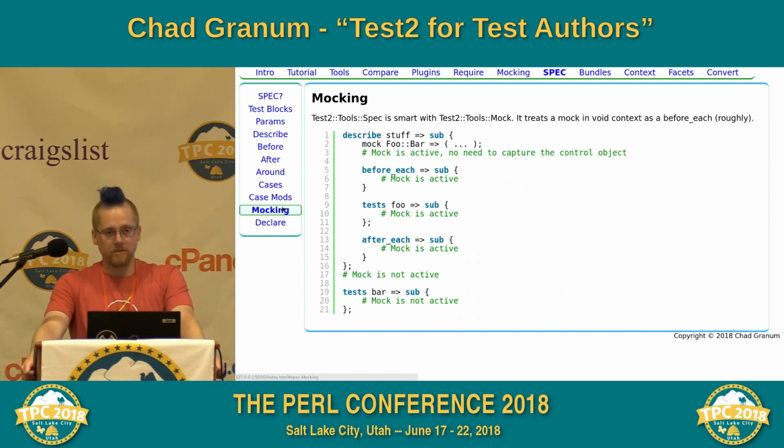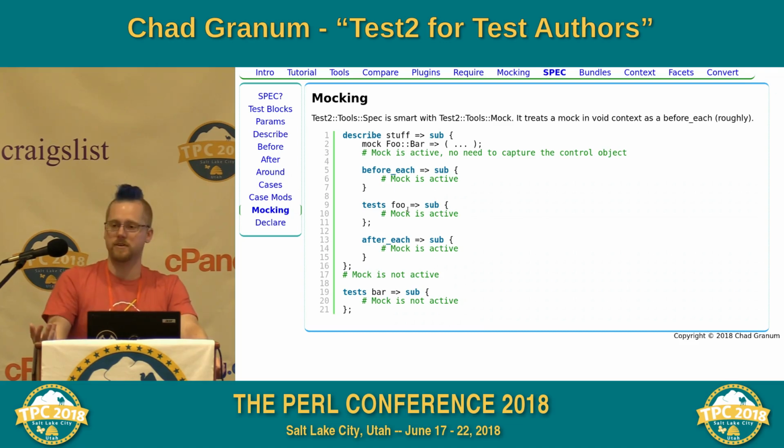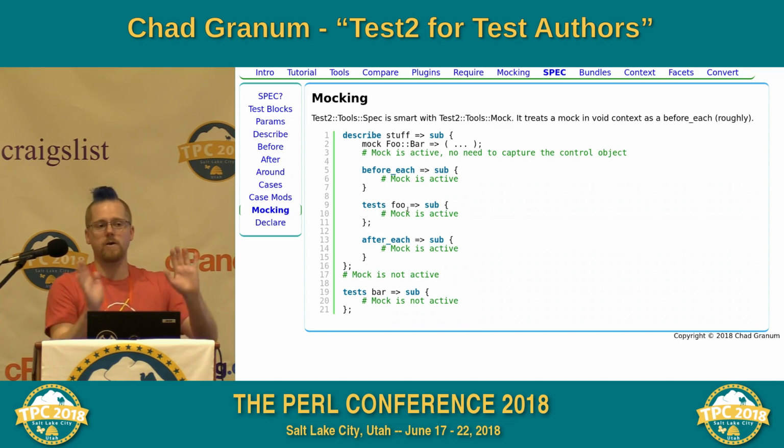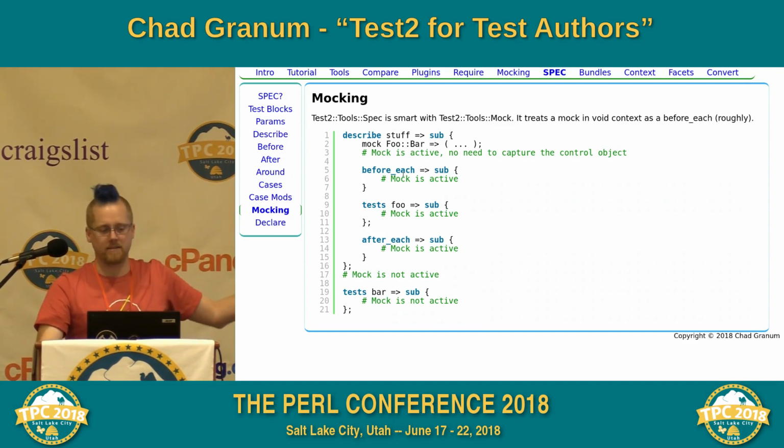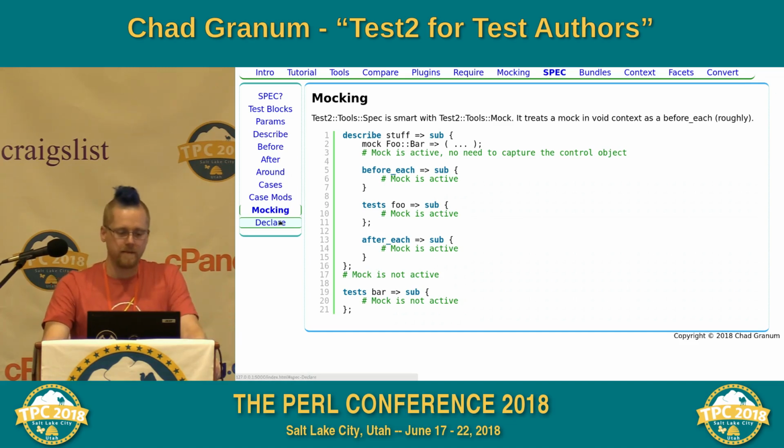Mocking. The mocking tools I showed you before work even better under spec, because if you just put a mock in a describe, it will automatically become a before each, and you don't have to capture the control object. If you put it inside a test block, once again, it'll just apply to that test block. You don't need to capture the control object. It'll just work. Though if you did capture the control object, it'll go, oh, okay, he wants control of this, so I'm not going to do that magic. And if you try to do it without capturing the control object outside of this, it will explode and say, hey, that doesn't work. So it's pretty safe.